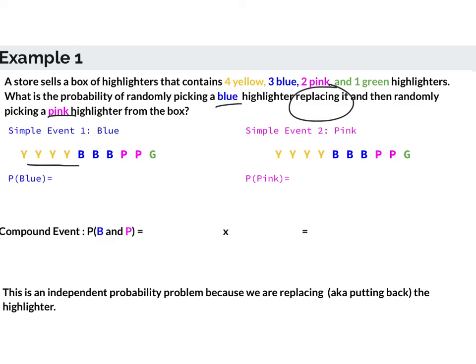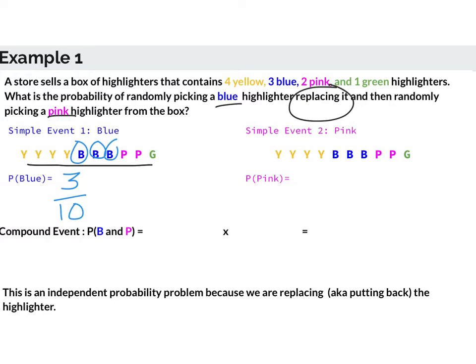So if I look at my sample space here, I have a total of 10 highlighters. So they're first asking, what's the probability of randomly picking a blue highlighter? So we have 1, 2, 3 blue highlighters out of 10 highlighters total. And we can't simplify that, so we're going to leave it as 3 over 10.